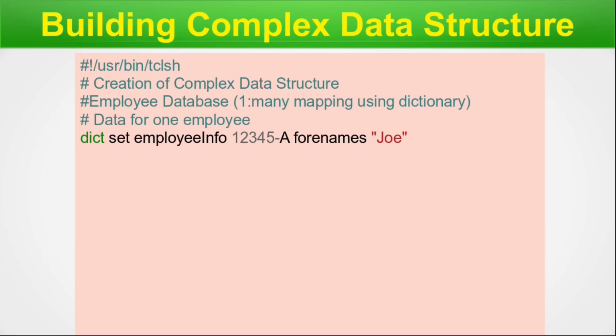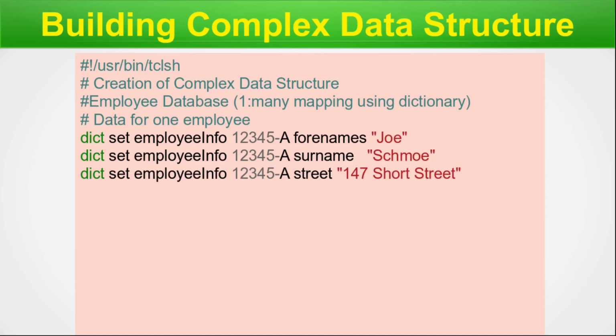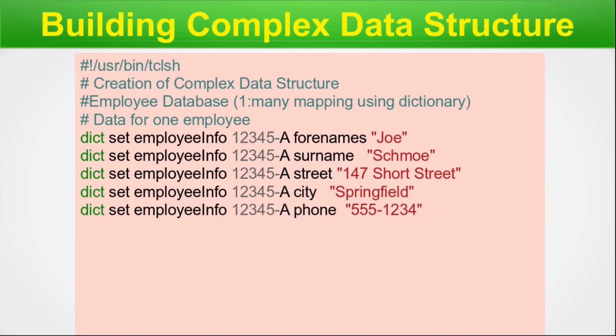Forename is Joe. And then we write the same thing, and we write surname as Moy, and then we write the street as 147 short street, okay. So this way we define the city, this way we define the phone number. Here we are done with the first employee.